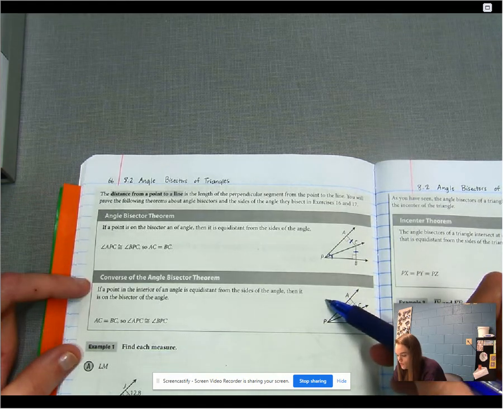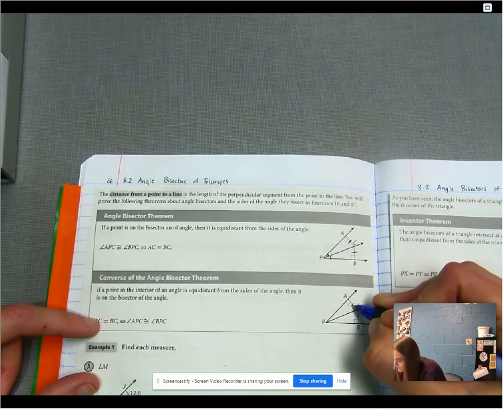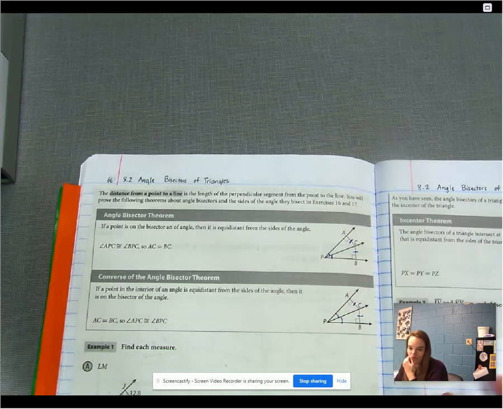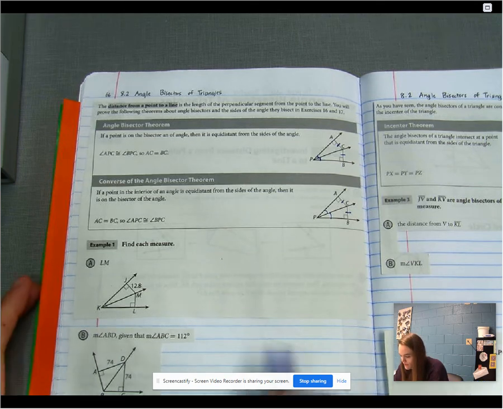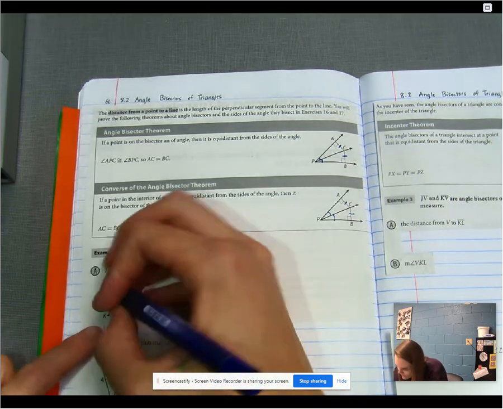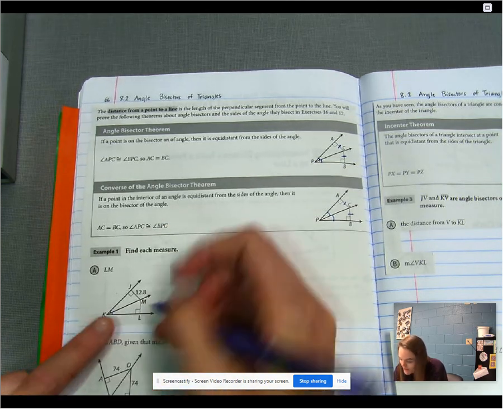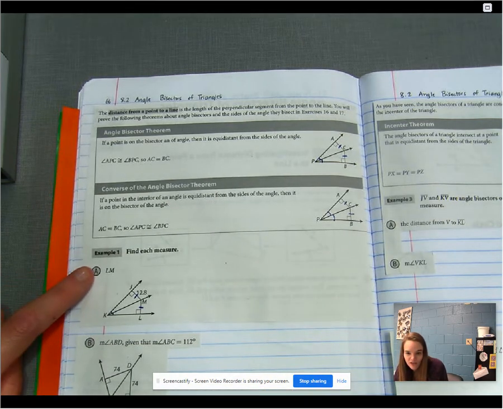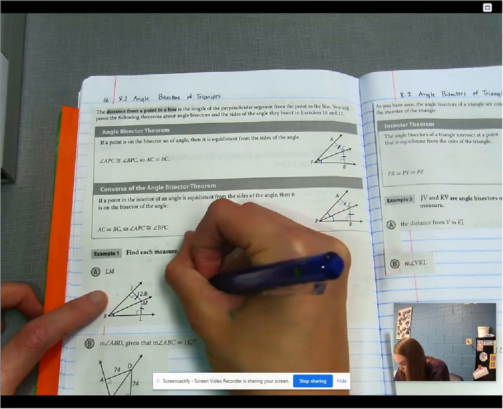The converse is also true. If a point in the interior of an angle is equidistant from the sides, then it is the bisector. Meaning if this is true, then this is bisected. Okay, so we're going to use that. So, example 1 says find LM. Well, they already tell us by these little marks down here that these are congruent. So if this is cut in half, that means these pieces are congruent. It tells us to find LM. So LM is congruent to JM, so LM is 12.8.